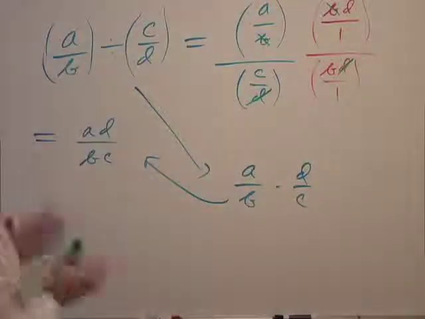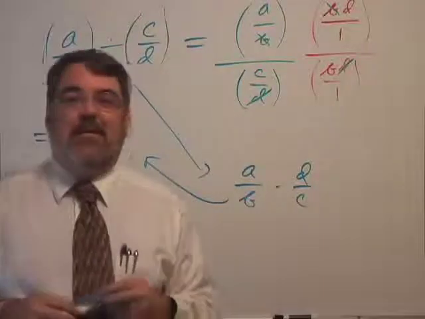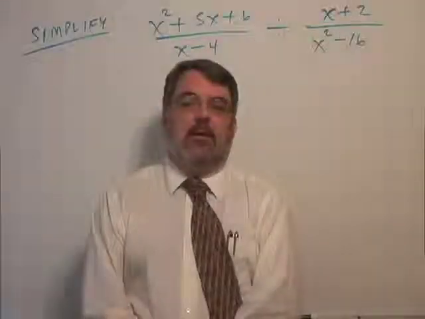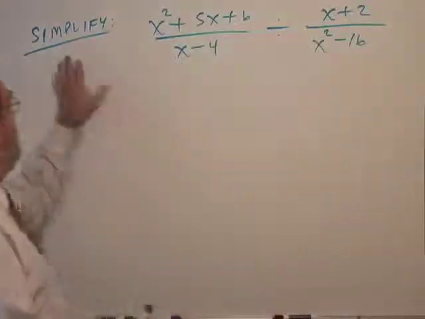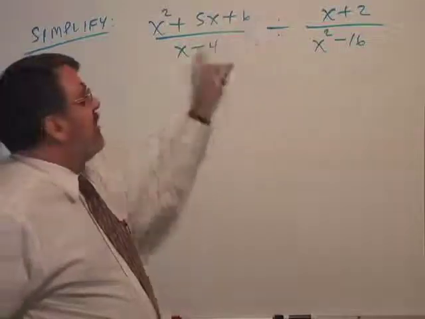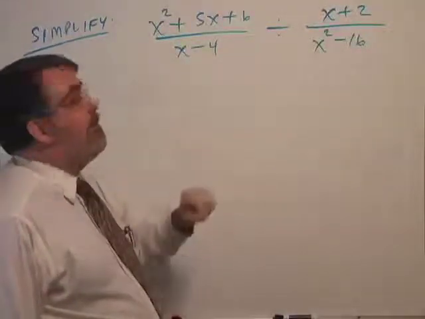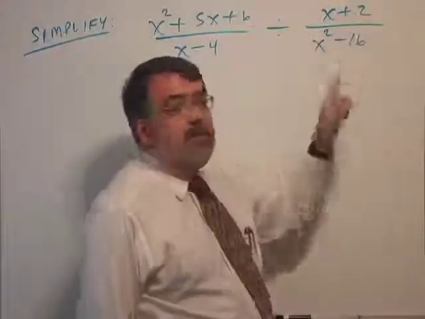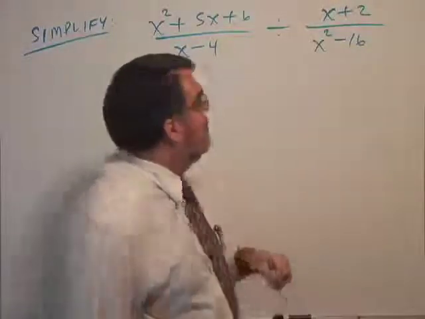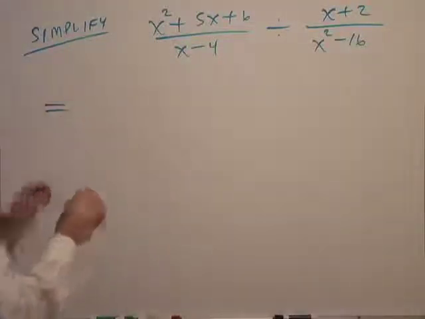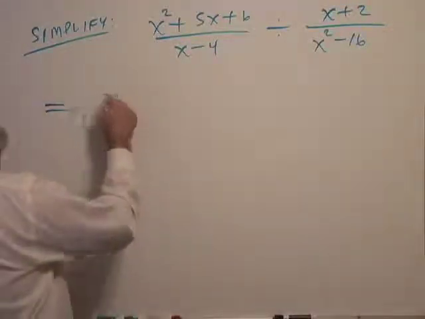Okay, now I'm going to erase the board and put up one of the problems from this section. Here's our division. Simplify or divide. X squared plus 5x plus 6 divided by x minus 4. And then this is all divided by the fraction x plus 2 over x squared minus 16. So let's go ahead and invert and multiply here.